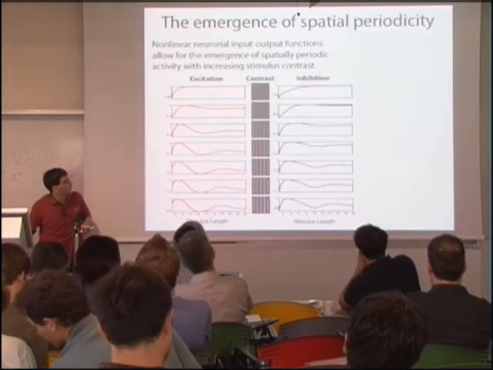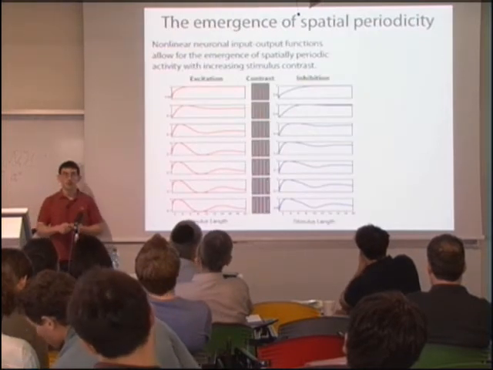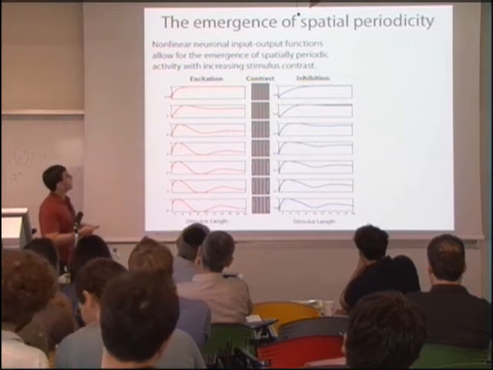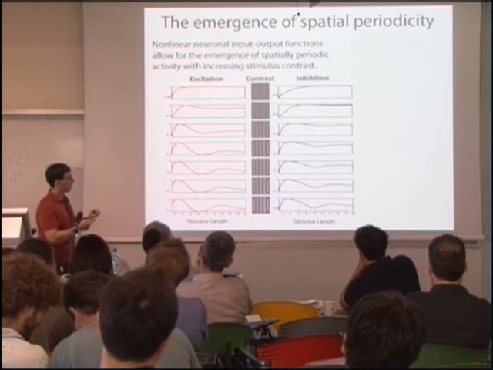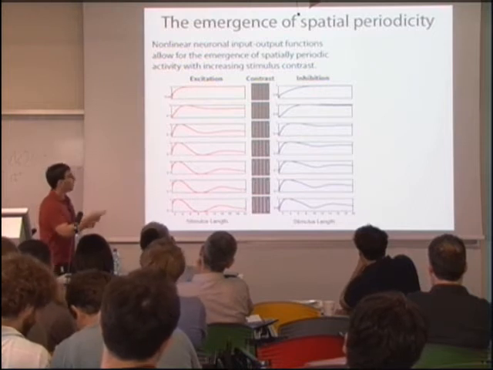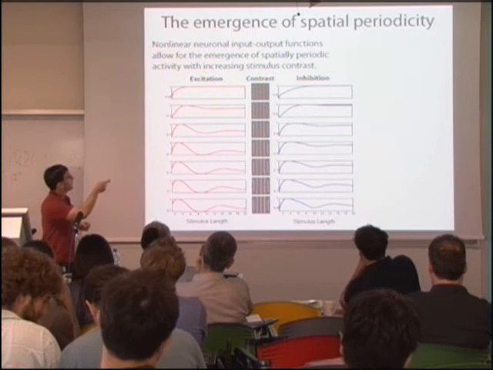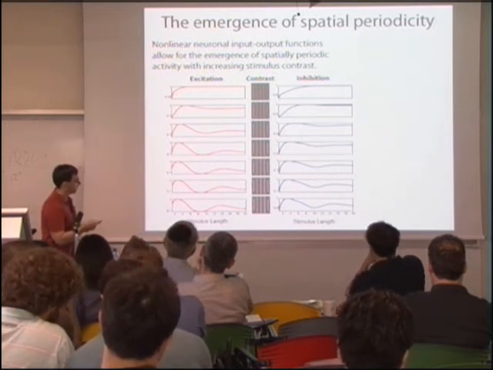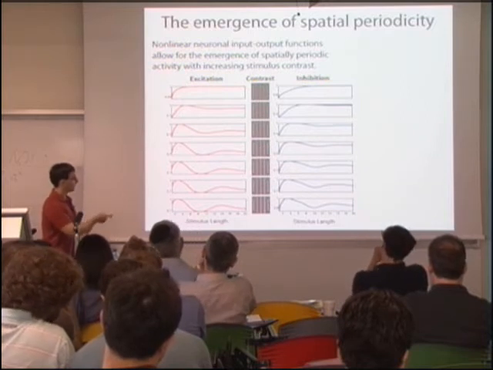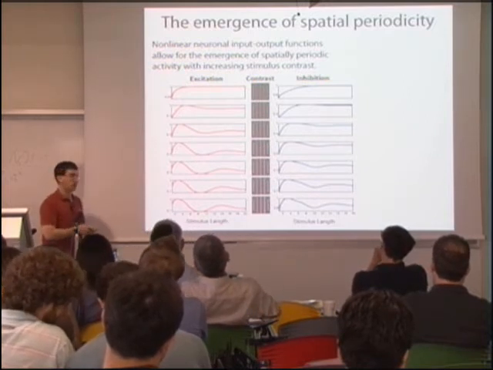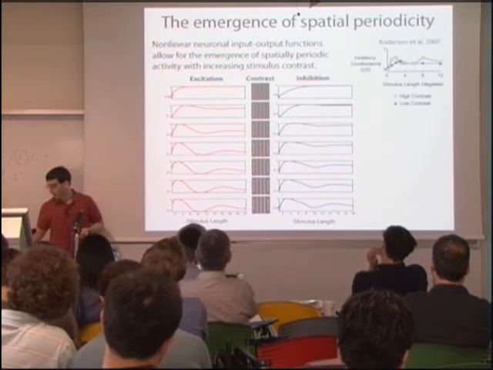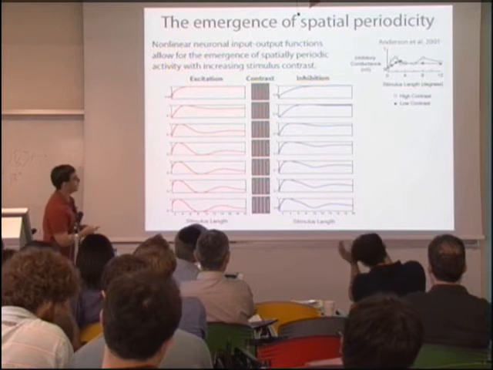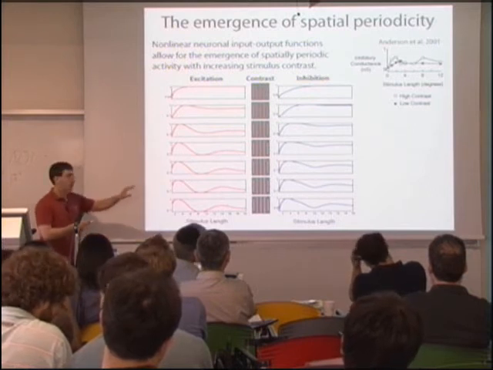So now the next thing to do is to see if this nonlinear network can explain some of these contrast-dependent changes in response properties. So the first thing we do is repeat our length tuning tests, now with stimuli of increasing contrast. And sure enough, we see as we increase the contrast of the stimulus, both the excitatory and inhibitory length tuning curves begin to show these second peaks, the emergence of this spatially periodic activity. And again, just to remind you of what we're trying to emulate here, just the emergence of the second peak at high contrast. So that was cool, and we were happy about that result.